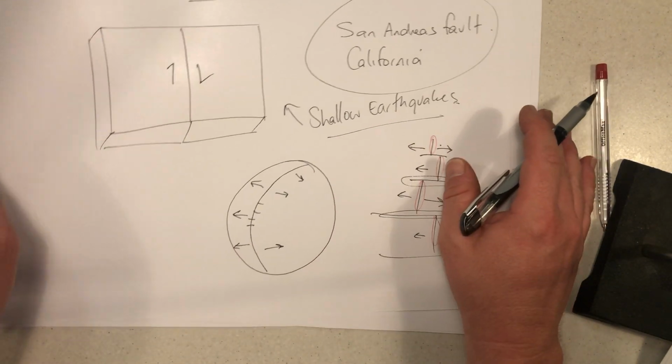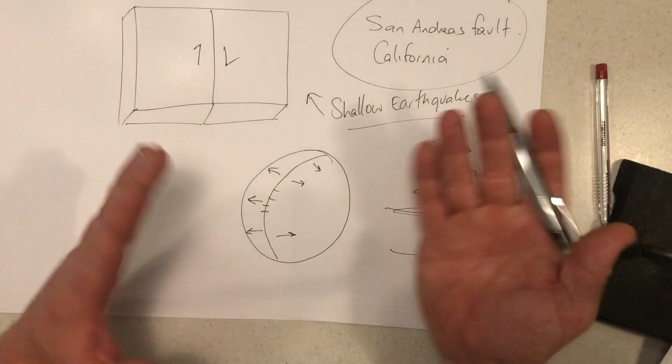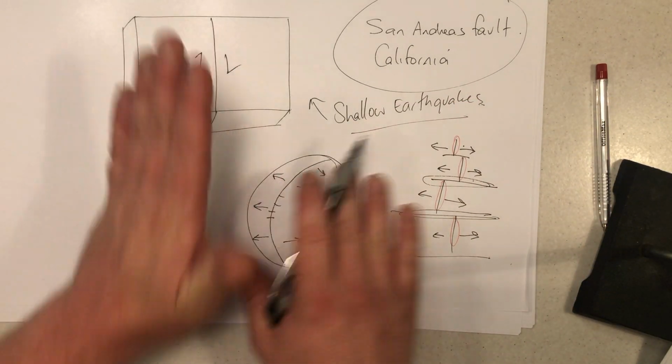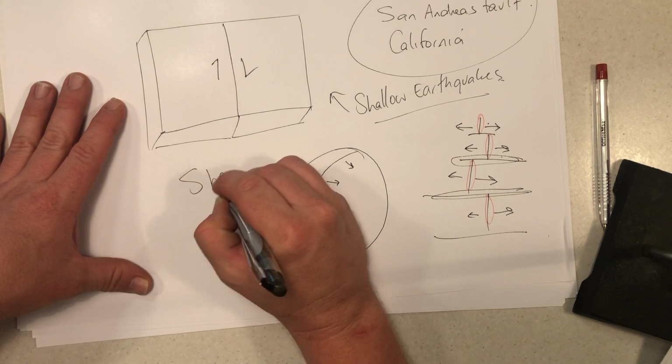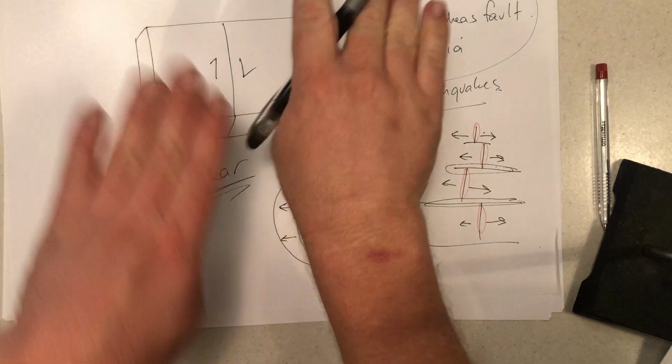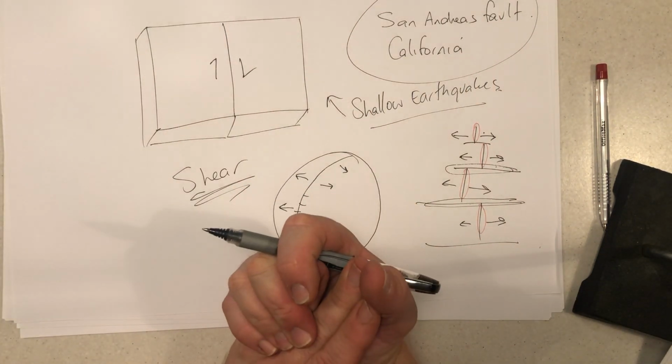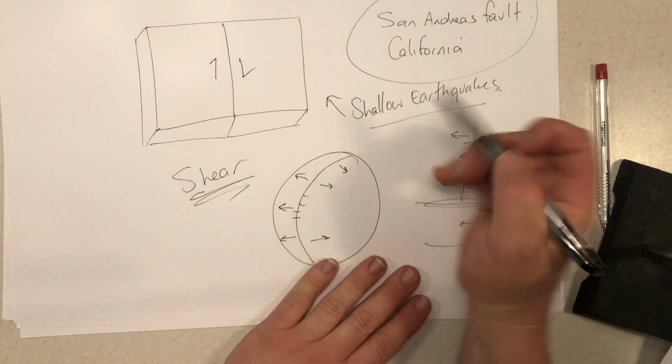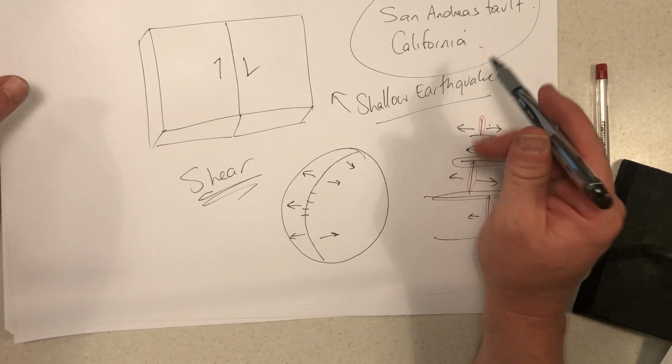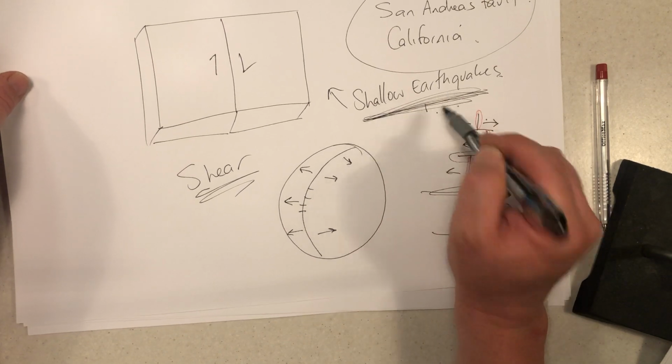I'm not going to say too much more about transform boundaries at the moment. All that happens really is the two offset. It's shear movement, side to side movement like that. And that's about it. Best example, San Andreas Fault, California, shallow earthquakes. That's what you need to know though.